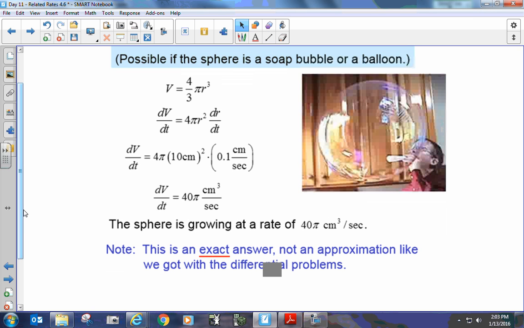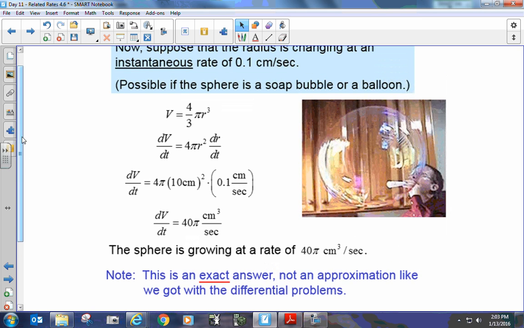Here's the volume, V. dV is the derivative of the volume. It's the change of volume with respect to time. But now the radius, dr, the change of radius, also has to be with respect to time. That's it.